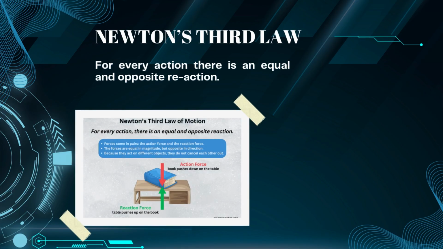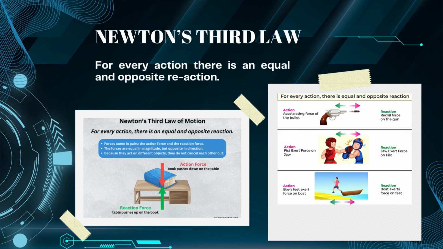For example, when you place a book on a table, the book pushes down on the table with its weight, and the table pushes upward on the book with an equal and opposite force called the normal force. When a gun is fired, the bullet moves forward while the gun recoils backward with the same magnitude of force.